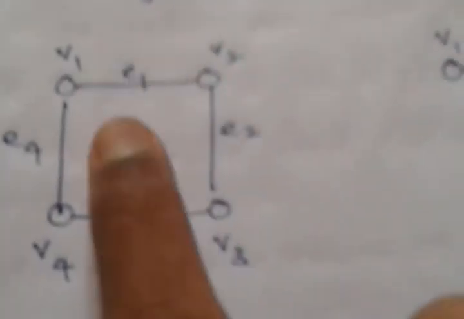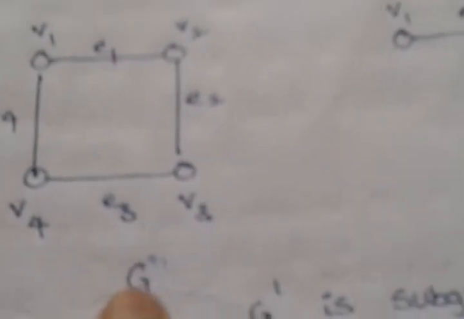In the subgraph I am taking V1, V2 and V3. 3 vertices. 1 vertex I have deleted. And then E1, E2, E3, E4. 4 edges are there. Here I am keeping only 2 edges. So G dash is a graph which is called a subgraph of G, since V dash is a subset of V and E dash is a subset of E.